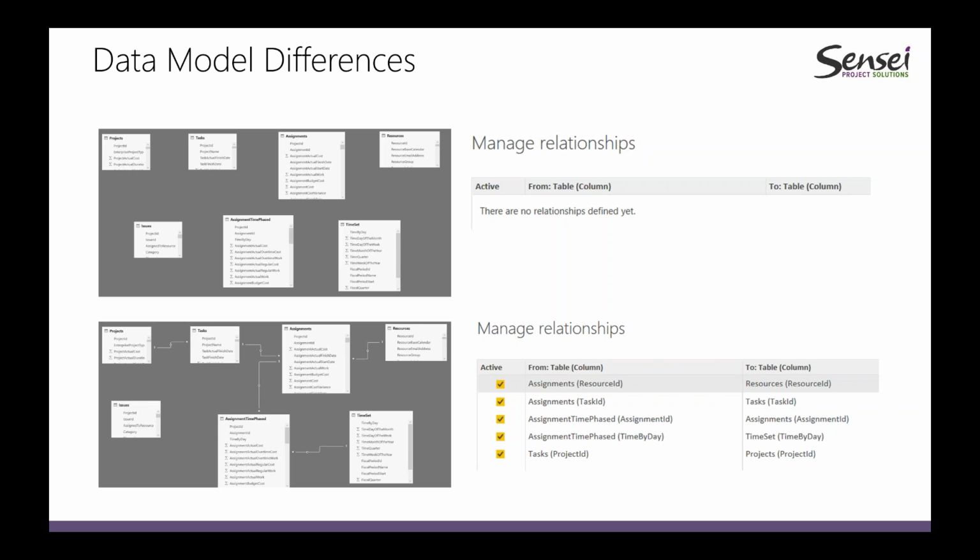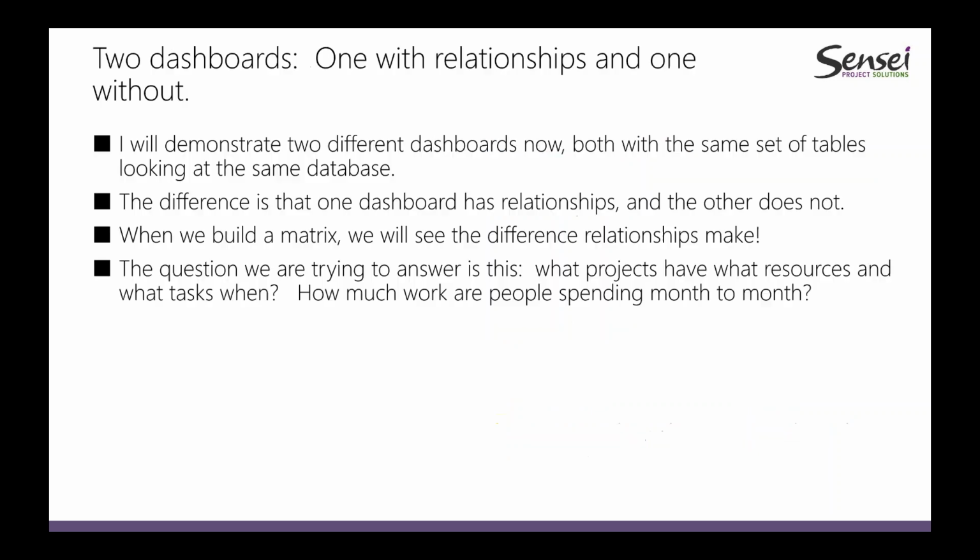So let's go through this exercise and take a look. The idea is I've got the two different dashboards, same set of tables, looking at the same database. The key difference is one of the dashboards has relationships, the other does not. We're going to build a matrix, okay? As we build that matrix, you will see, oh my gosh, I just can't do it if I don't have these relationships.